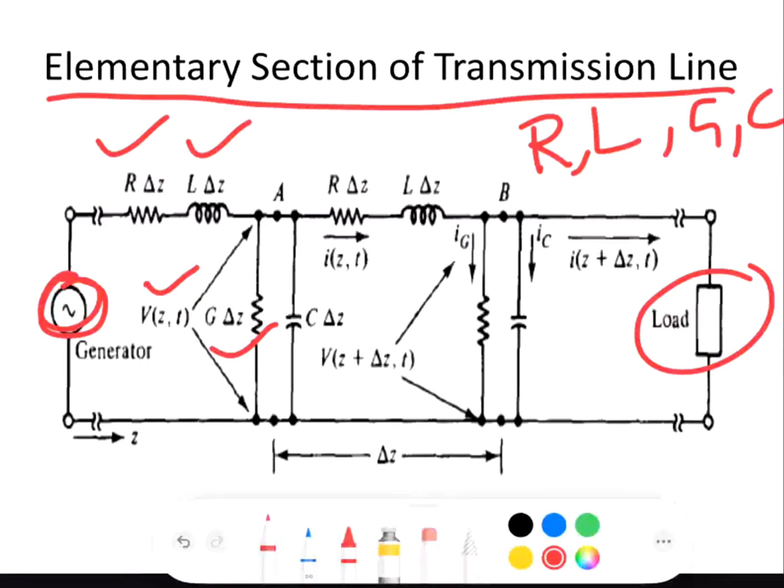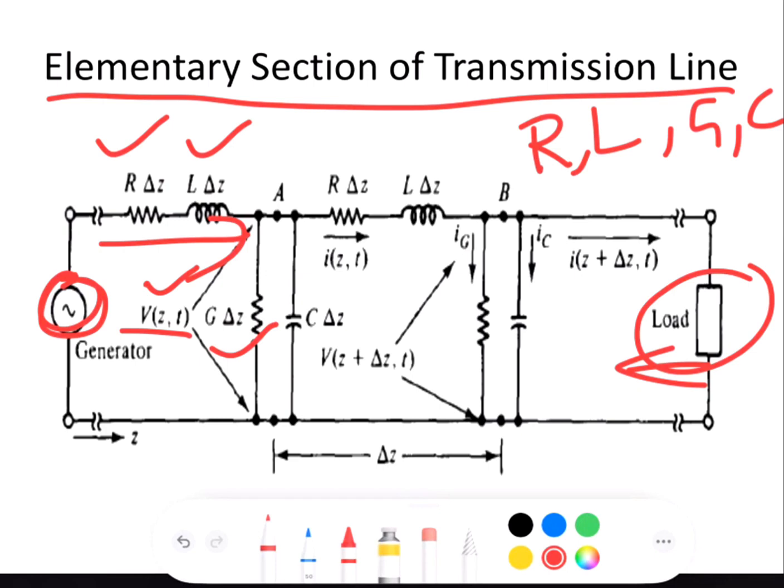And as I told you, as we are following the distributed circuit theory, we are considering an elemental section of it. So R is expressed as R delta z, inductance as L delta z, and conductance as G delta z. And the input voltage generated by the generator is V(z,t). So this is the input of the transmission line. And the load, whenever there is a reflection, we consider as the output terminal.